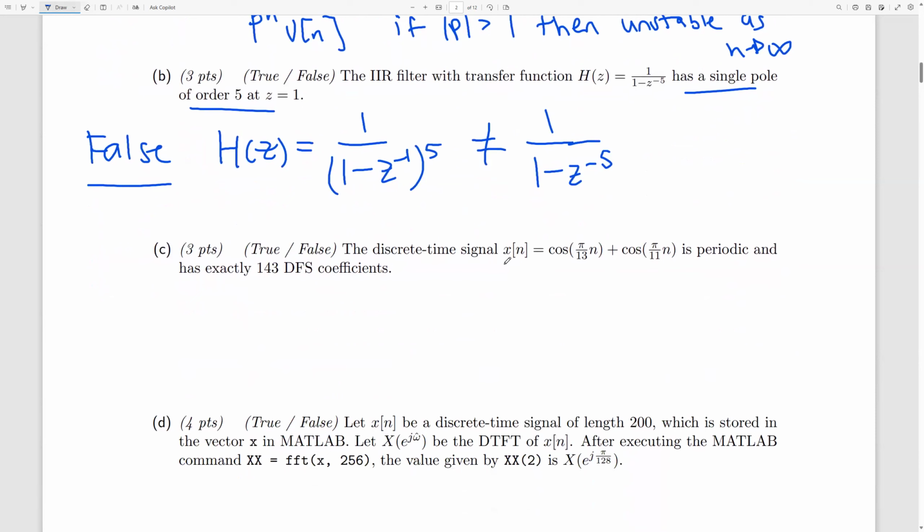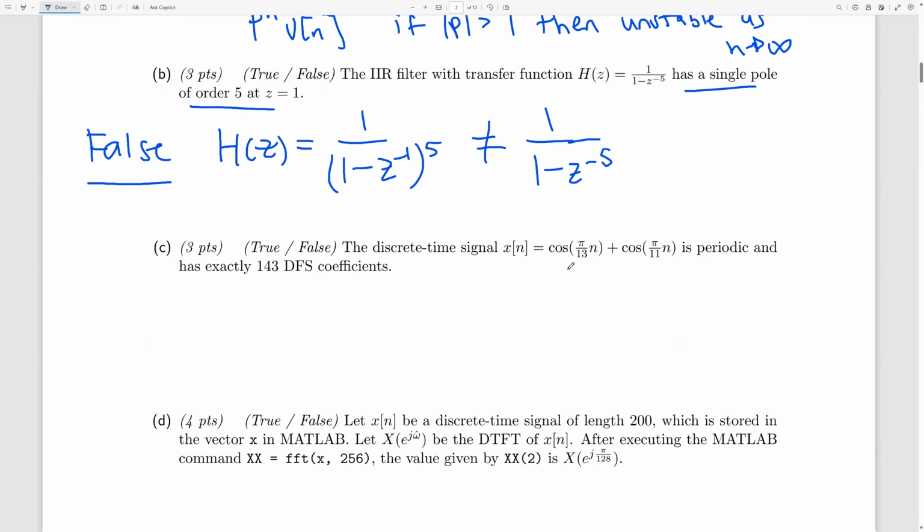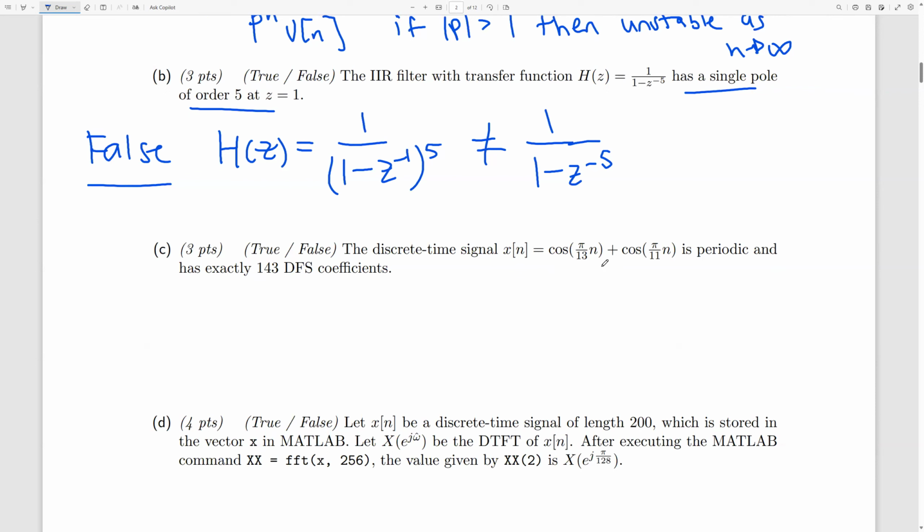Next, the discrete time signal x of n equals cosine of pi over 13 n plus cosine of pi over 11 n is periodic and has exactly 143 DFS coefficients. I will just say right away that whenever you see these cosines with a pi in there, that is a tell that the signal is going to be periodic, and you're going to eventually need to determine if this DFS coefficient statement is correct. The reason it's going to be periodic is because, if you stack up your angular frequencies and cyclic frequencies, omega 1 equals pi over 13, omega 2 equals pi over 11.